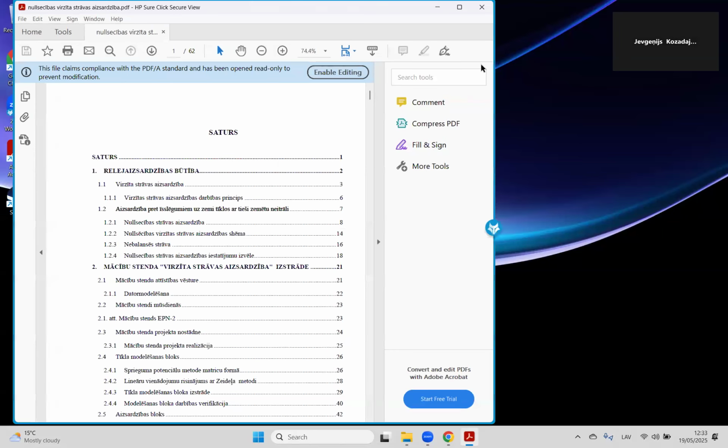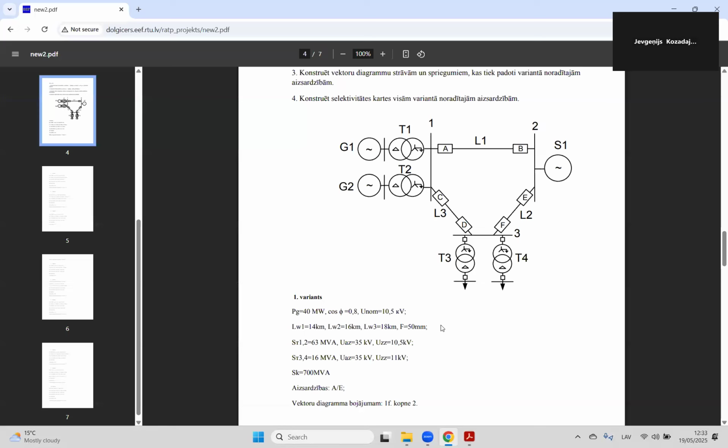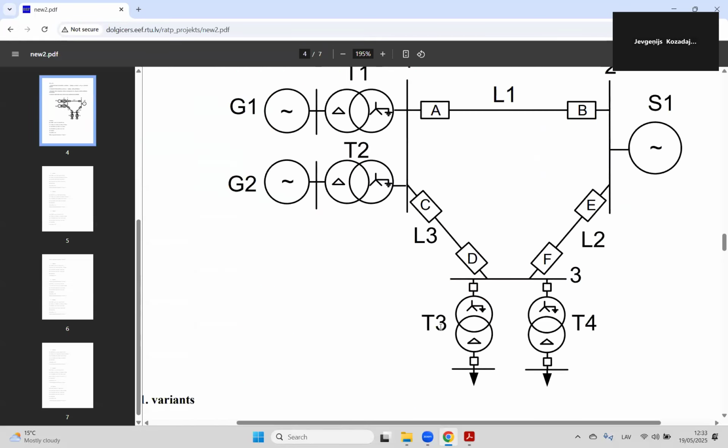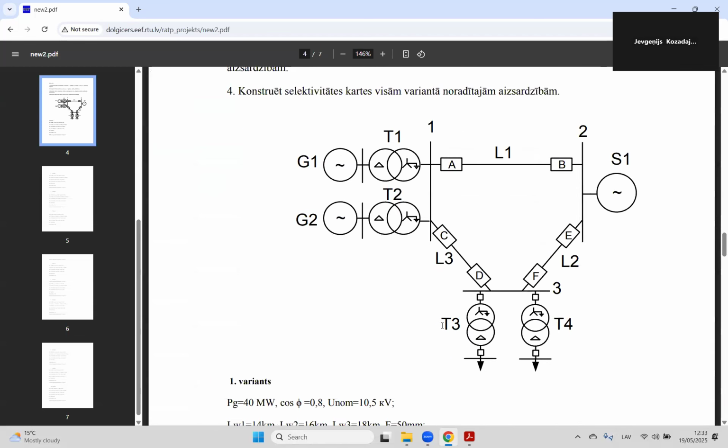Okay, so our task. What is your task? I open the scheme. So you need to draw current and voltage vectors for a protection device in case of a fault somewhere. So this is the overall task.